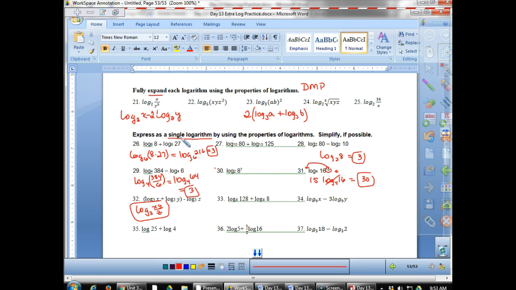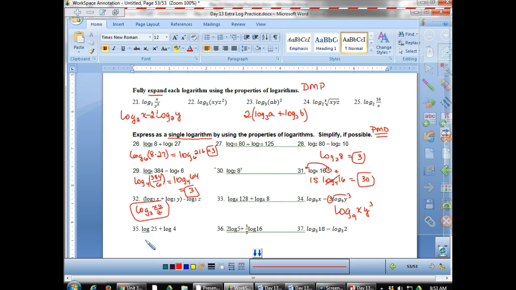Remember that when you're condensing, the very first thing you're going to deal with are your powers. So I'll write your order up here. So I'm going to bring the 3 up front. So it's y cubed. And then I'm just going to combine. So I have log base 9, and then I have x times y cubed. And that is your answer.